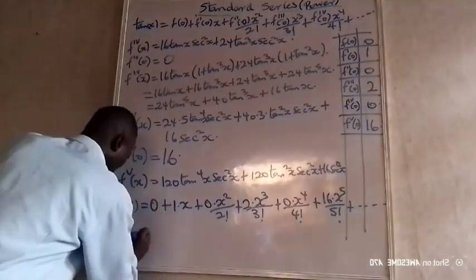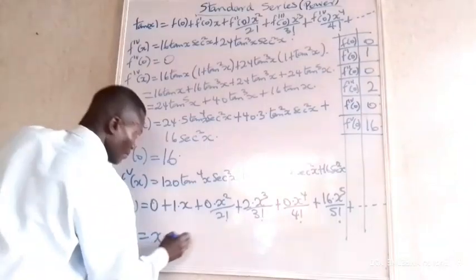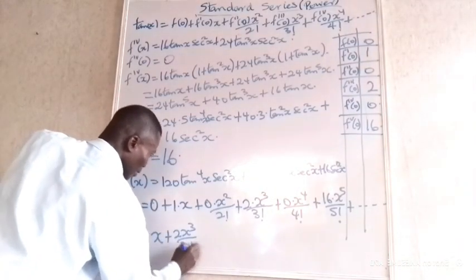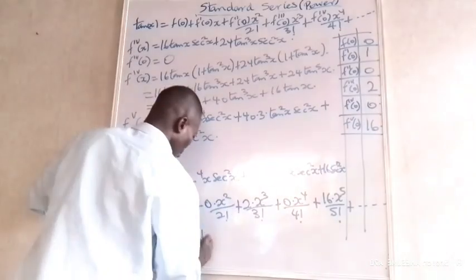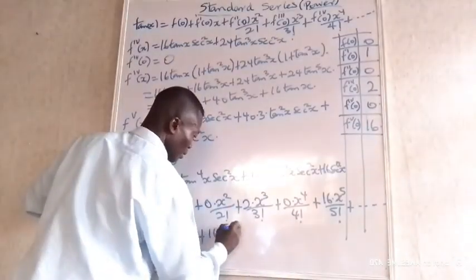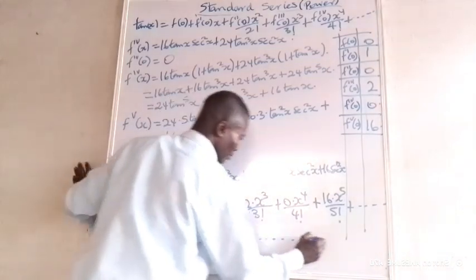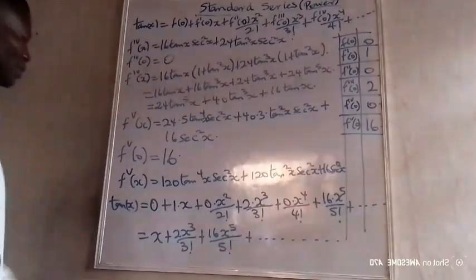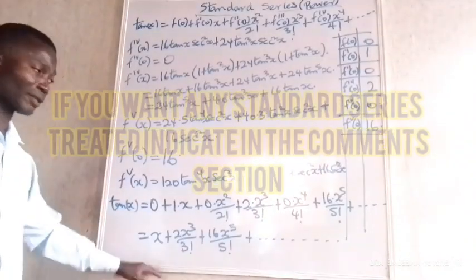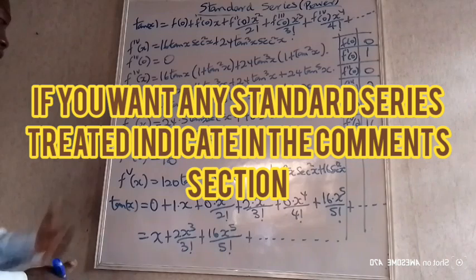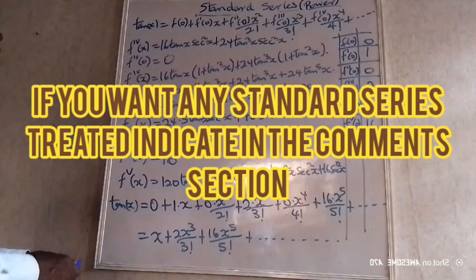So I can now express it as x plus 2x cubed over 3 factorial plus 16x raised to the power 5 over 5 factorial plus. So to make it easy to learn, it's better I leave it like this. So this is how we get the standard series.